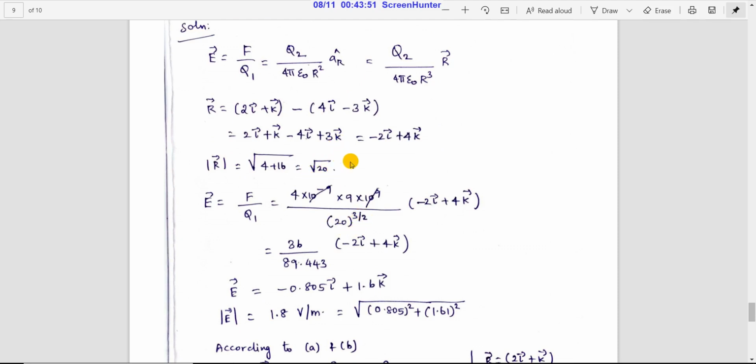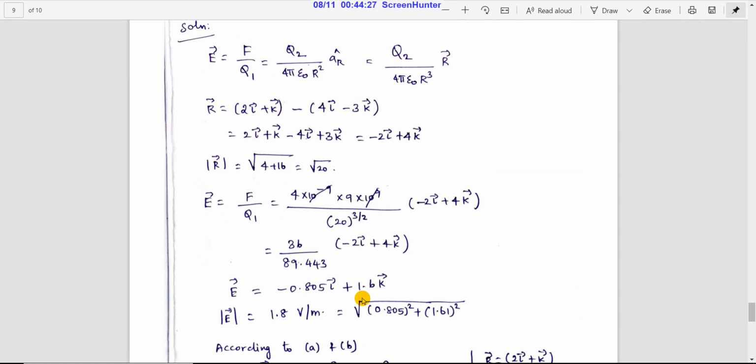So here power 1 by 2 is that. Upon that you will be having 3. So 3 by 2 can be written. So what is the value of this particular R vector? R vector is minus 2i vector plus 4k vector. So if you simplify this, 9 into 4 is 36 divided by, if you find out this value, that is 89.443. So if you just find out the value of E vector, then you will be having this particular value.